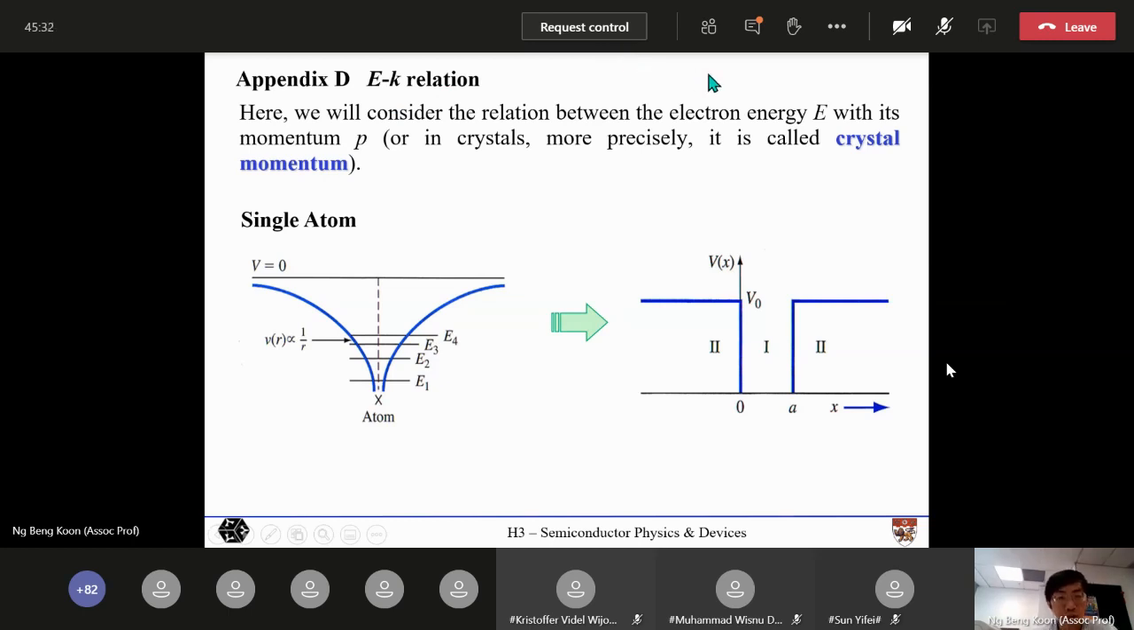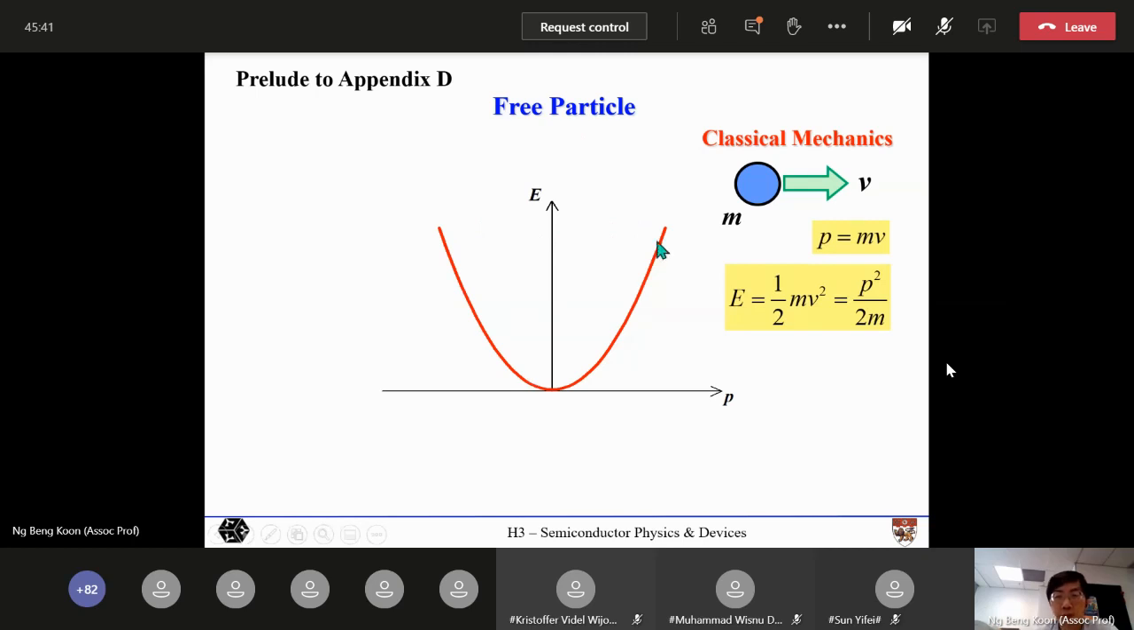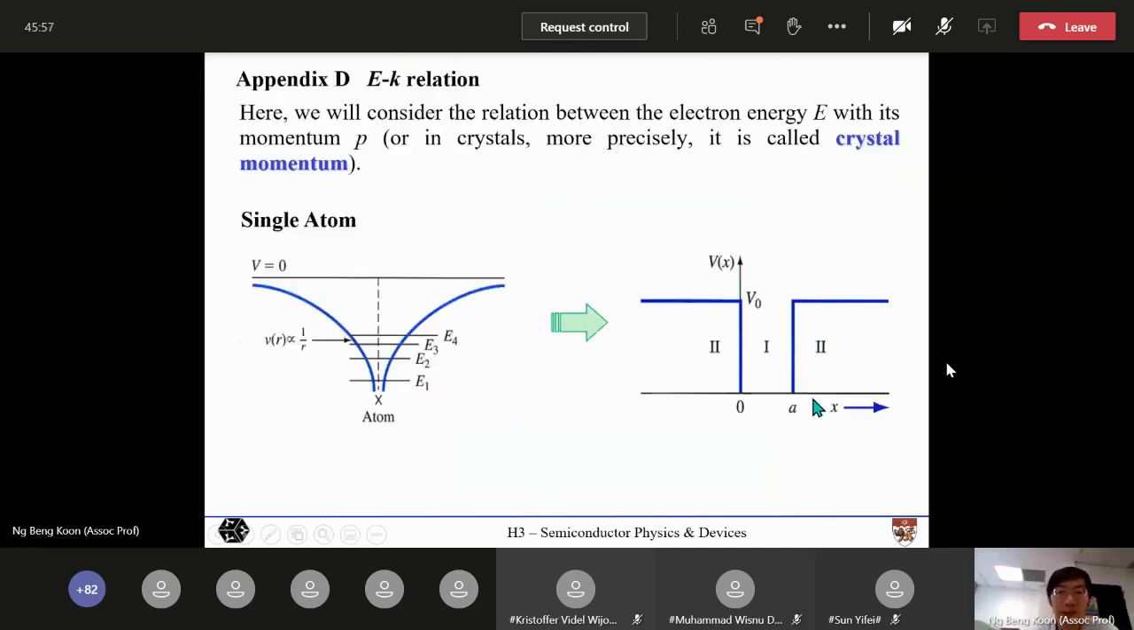Because if you know this relation, then you know how the electron will move when it has some velocity in the semiconductor. Very much like in the case of a free particle: if you know the kinetic energy against momentum relation, you know how this classical particle will move. With a certain velocity, it has a certain energy, which tells you how it's moving in the classical sense. So in a semiconductor, the E-k relation allows you to describe the movement of the electron, okay?